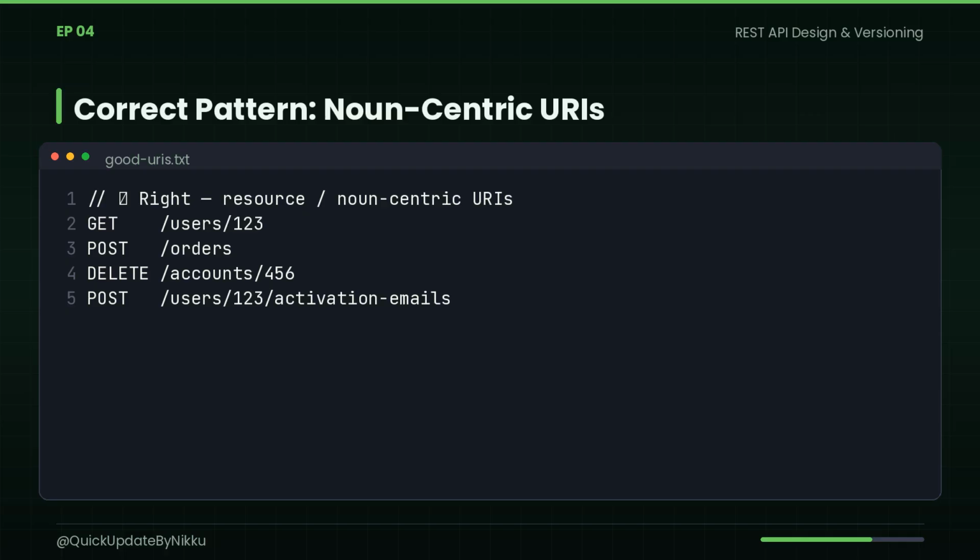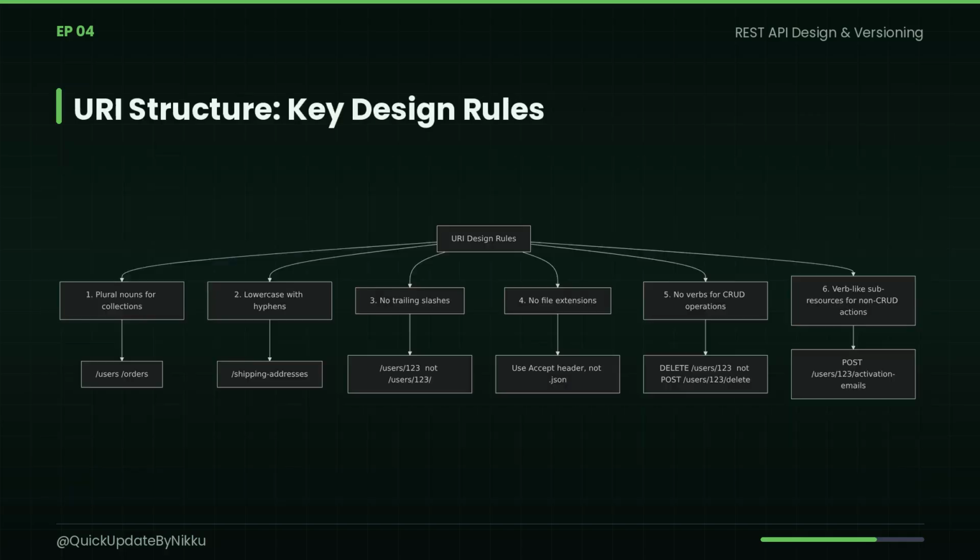The resource model is the most important architectural decision you will make for your API. These 6 rules work together as a coherent system. Plural nouns, lowercase hyphenated paths, no trailing slashes, no format extensions, no verb duplication, and a controlled escape hatch for actions that genuinely do not map to CRUD. Internalize all 6 and your URI surface will be consistent and intuitive.